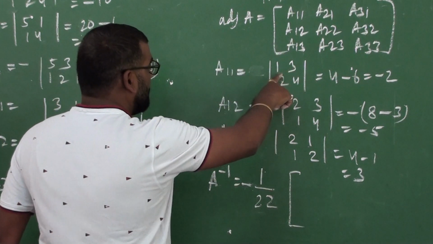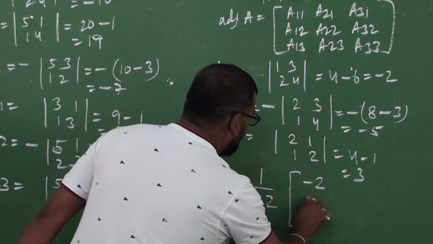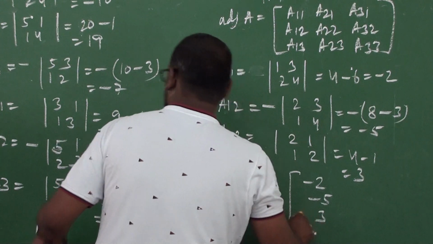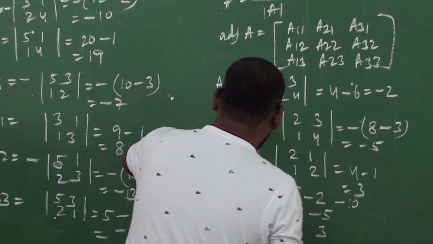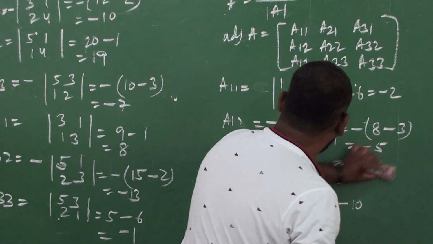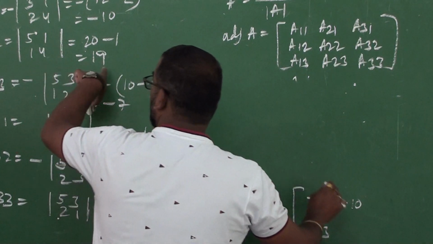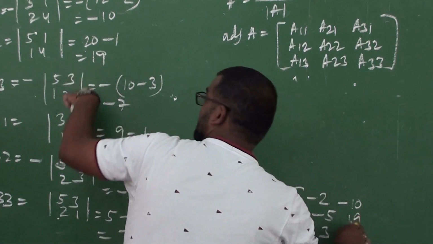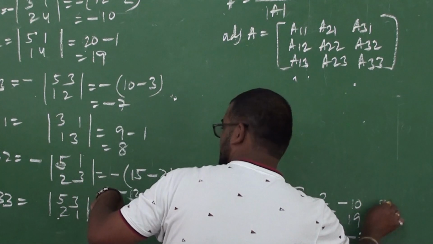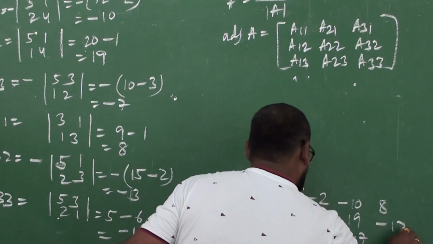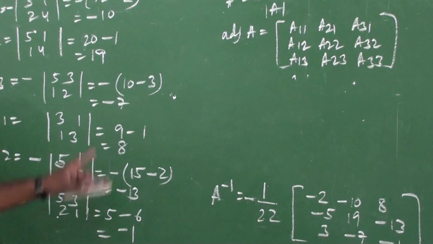Adjoint is how much? I've got this to be minus 2, minus 5, 3 along with minus 10, 19 along with minus 7. Again, this becomes 8, this becomes minus 13, this becomes minus 1. This is the value of A inverse.